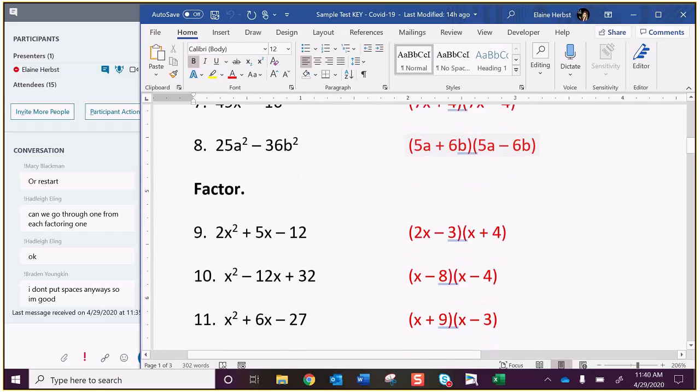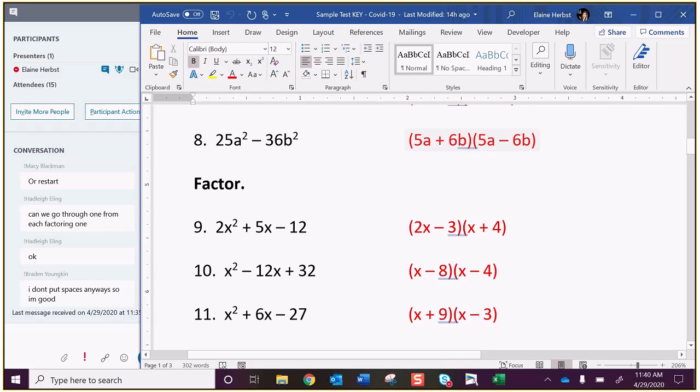Now we're just straight factoring. Factors of the front number go in the front, factors of the back number go in the back. We need our inside and outside terms to give us the middle, and we want to make sure we have our signs right. So 2x minus 3 times x plus 4. x minus 8 times x minus 4. x plus 9 times x minus 3.